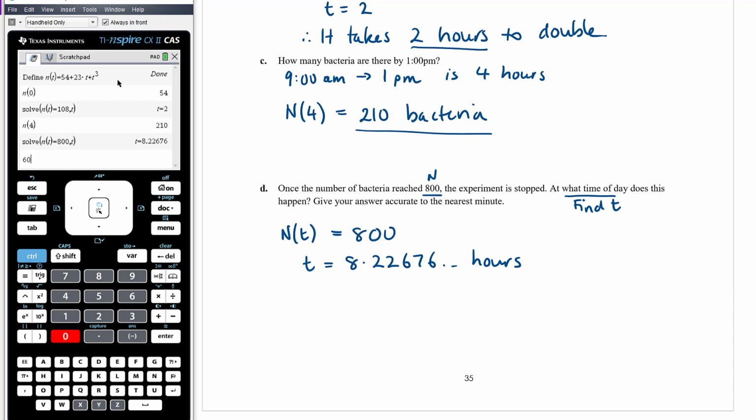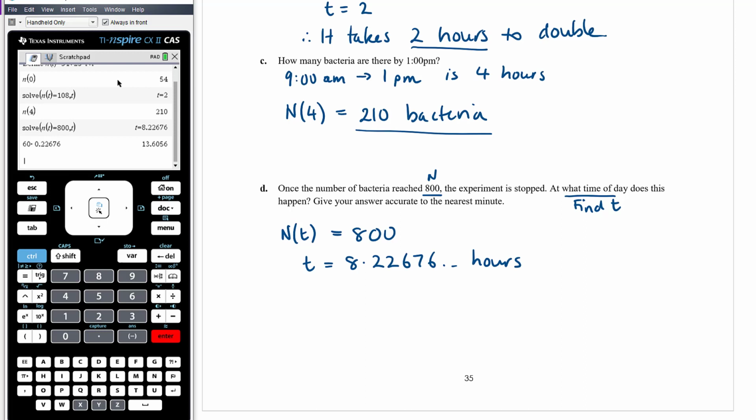Now, it's not easy to make use of that answer up above because you've got the 8 that you don't want. You've also got t equals, so I'm literally just going to type it. 60 times point. Now don't round off that decimal, but you don't need 1,001 decimal places, so just type in what you can see up there. So 60 times 0.22676, that will be more than sufficient to be accurate to the nearest minute.